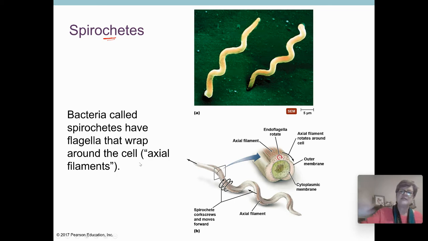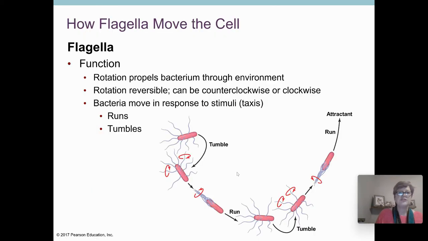But they also have this interesting spiral shape, and spirochetes will be discussed later on because there are some species that cause Lyme disease and syphilis. So there are some interesting spirochetes in terms of pathogens. But in terms of the flagellum, it wraps around, and that kind of flagellum is called an axial filament. But like I said, we won't dwell on that too much.